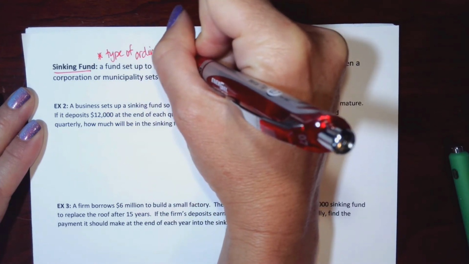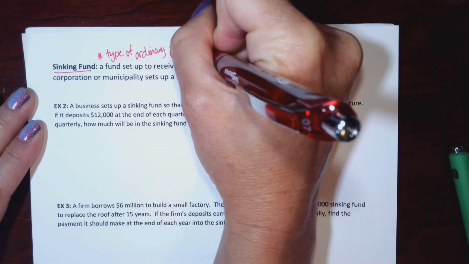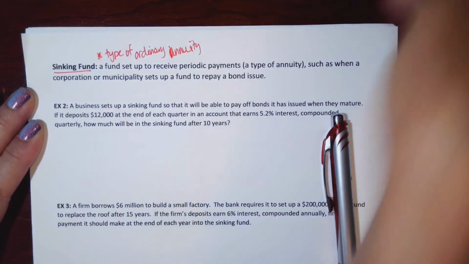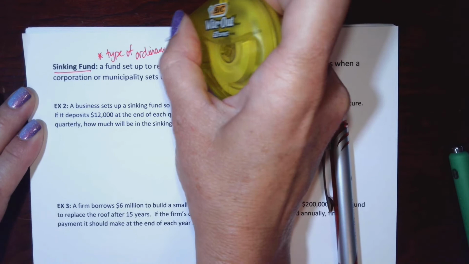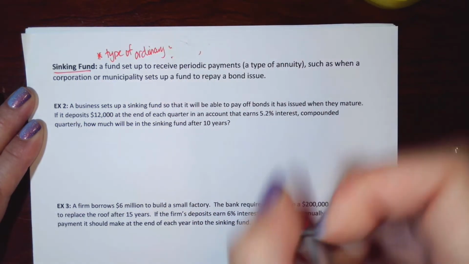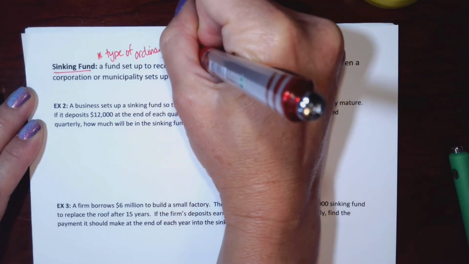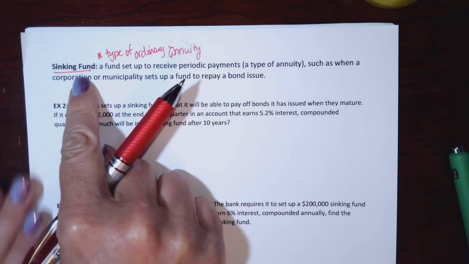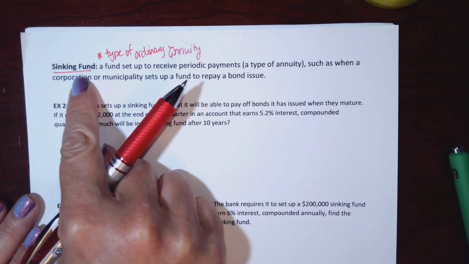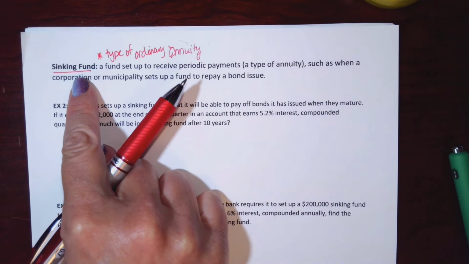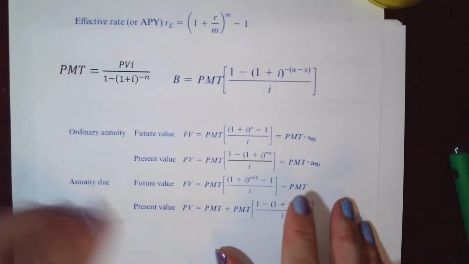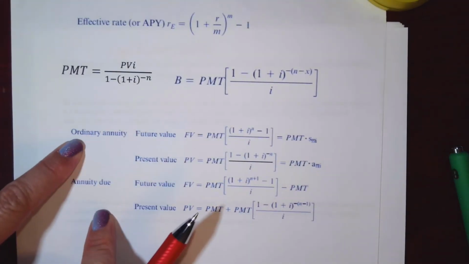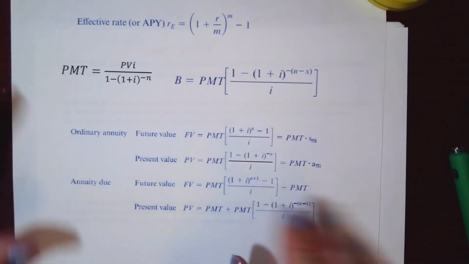So when you are reading the problems and it labels something as sinking fund, you automatically know that you're going for your ordinary annuity formulas. Ordinary annuity, not annuity due. So we're looking at ordinary annuity.